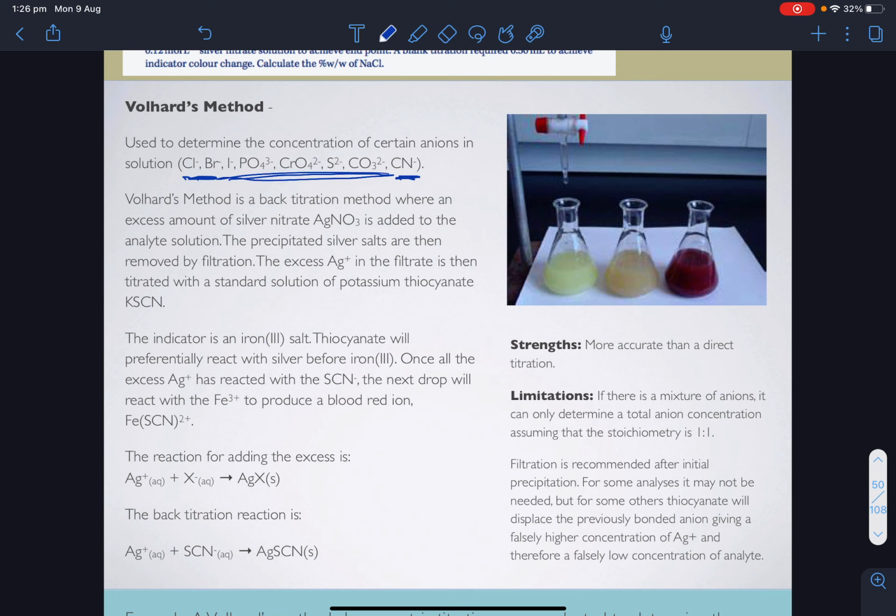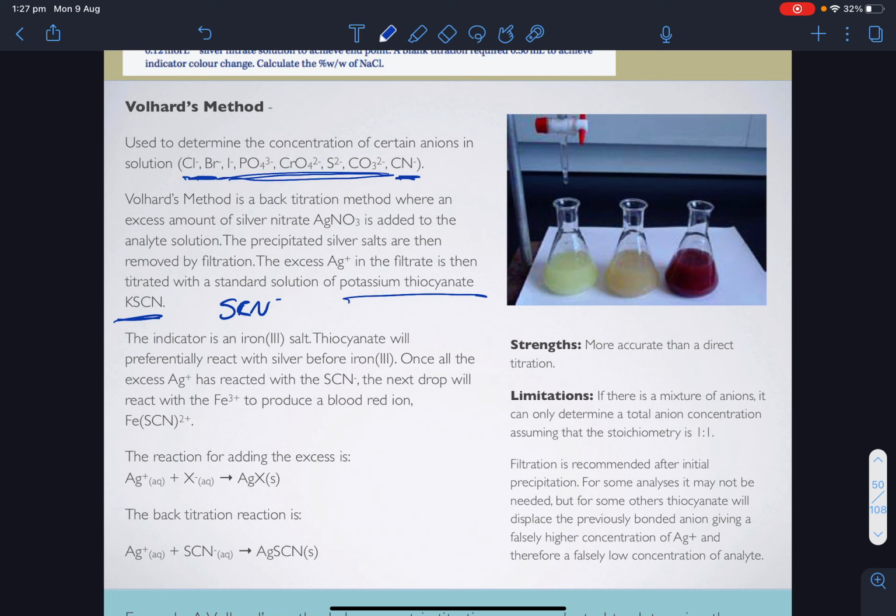So we're going to dump a whole lot of silver nitrate in there, and then we're going to filter the precipitates out. Then that solution that's left over with excess silver plus, we're going to titrate with a solution of potassium thiocyanate, KSCN. The thiocyanate ion is SCN single minus. There's an indicator in there which is an iron 3 salt.